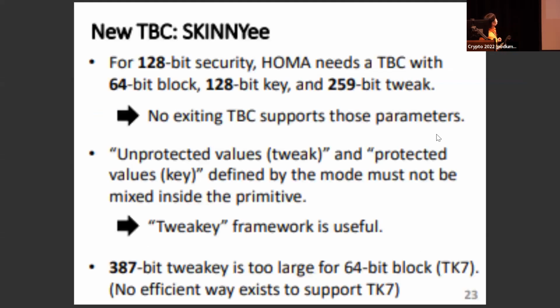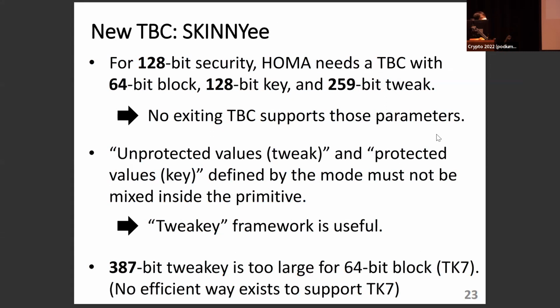Okay, so that's about the mode, and we need a tweakable block cipher. To achieve 128-bit security, HOMA needs a tweakable block cipher with 64-bit block, 128-bit key, and 256-bit tweak. Block size and key size would be okay, but the tweak size is a bit too large. And no existing TBC supports those parameters.